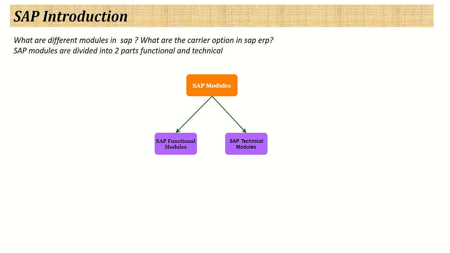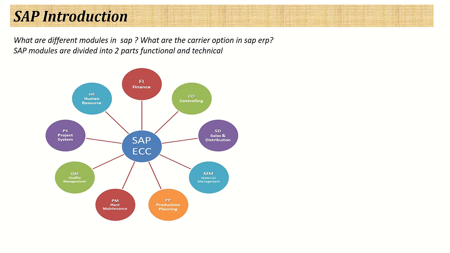Now the important topic: as a consultant, what are the different career options in SAP ERP? We can divide the SAP modules into two parts. One is functional and the second is technical. Suppose as a beginner you want to get entry into SAP, but you're not interested in the technical side. You don't want to do programming or administrative work. In that case, we can choose one of the functional modules, like finance.